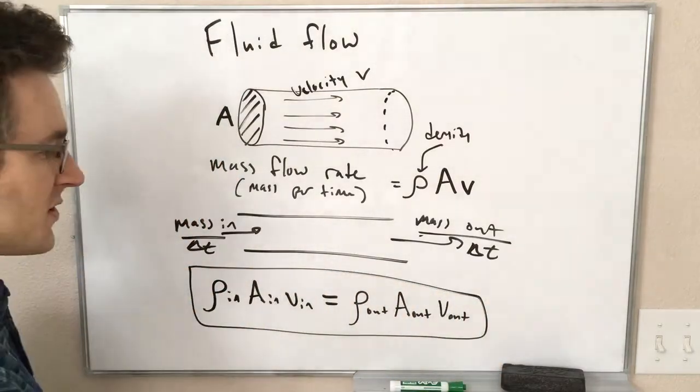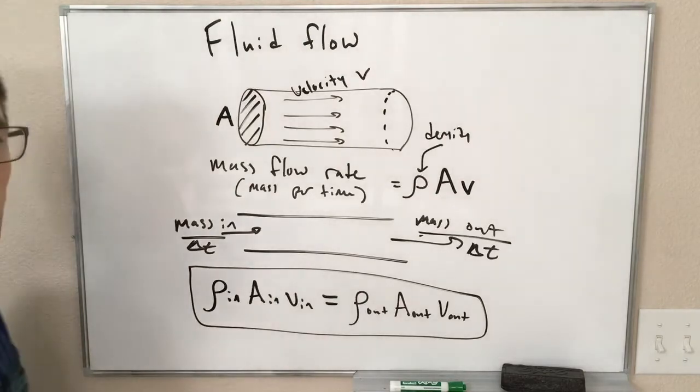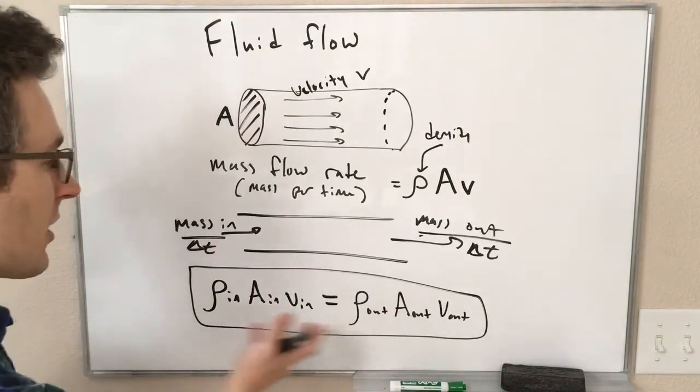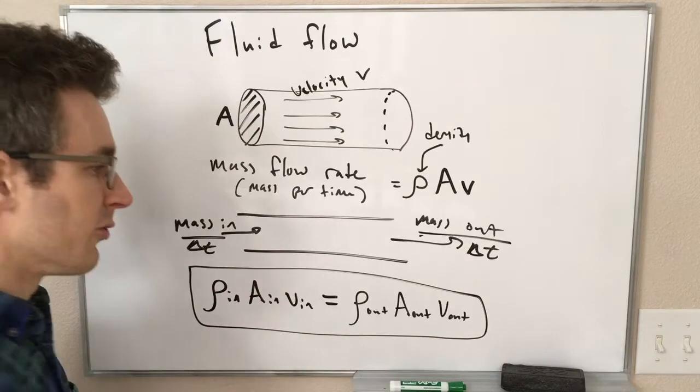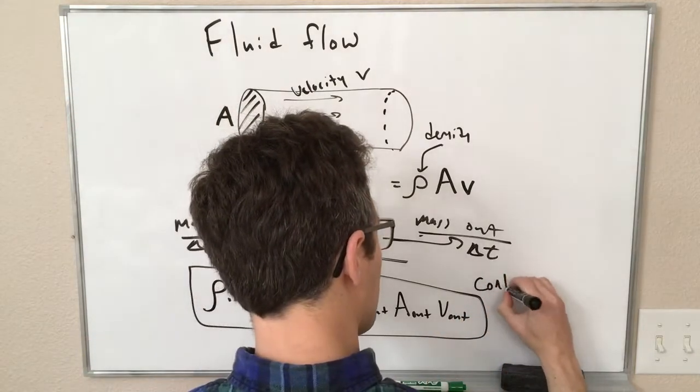All right. This constraint is called continuity. Sometimes this is called the continuity equation or the continuity of flow equation.